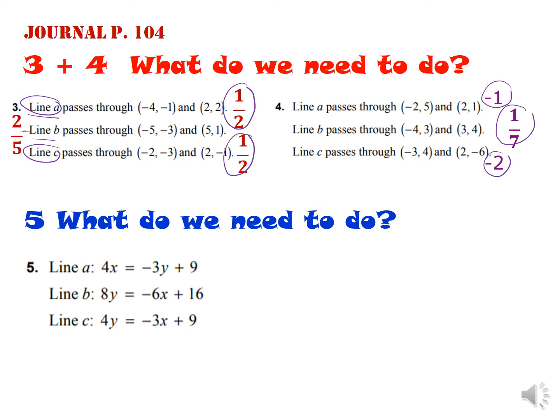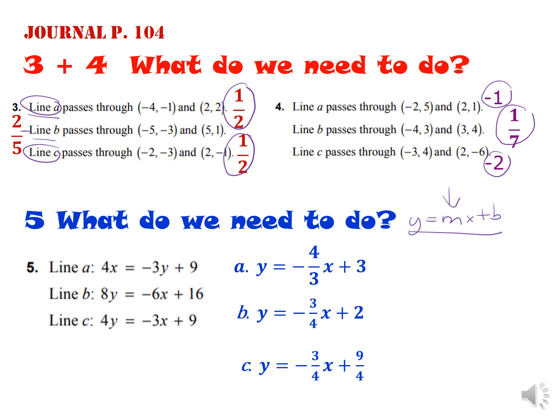Now look at the next couple problems. What do we need to do here? We need to put them in slope-intercept form. Okay, we don't just look for the number that's attached to the x. We have to have it in the right form in order for it to give us our slope. So I'm going to do that for you.